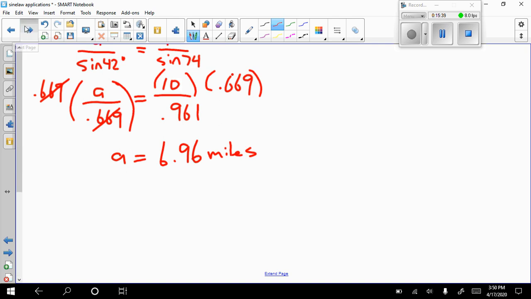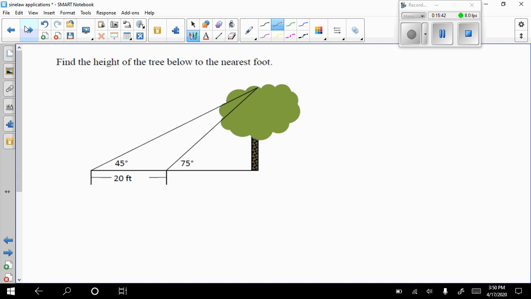Okay, let's try another example here. Oh, this is a good one because this one is a two-step problem. So it says find the height of the tree below. So basically we look at this, and what I want is this side of the triangle. Okay. Well, I've been given something over here, this 20 feet, and I've been given the 45 and the 75, and I want to get over to here.